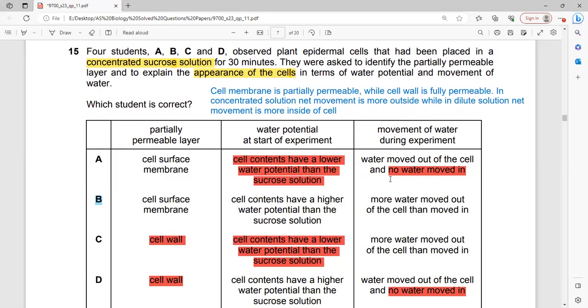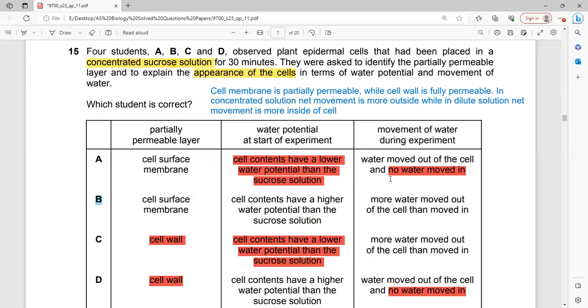Here there's a question. Four students, A, B, C, D, observe plant epidermal cells. They had been placed in a concentrated sucrose solution for 30 minutes. So the concentrated sucrose solution is an important point for you to identify the answer. They were asked to identify the partially permeable layer and explain the appearance of the cell in terms of water potential and movement of water molecules. So when we are talking about the partially permeable membrane, the cell surface membrane is partially permeable, while the cell wall is fully permeable.